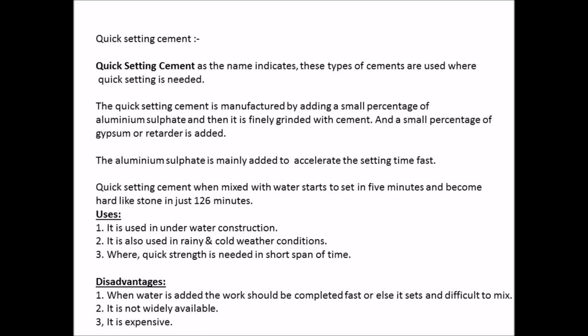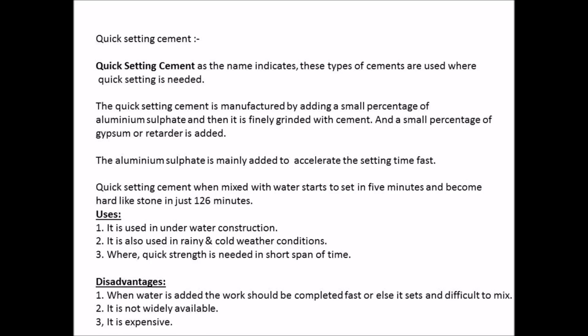Don't get confused between setting and hardening. Hardening is a long term process. Portland cement takes 14 days to get hardened, to get cured, and quick setting cement also takes 10 days to get hardened, but rapid hardening cement uses only 600 hours. Okay, so clear these things. Rapid hardening cement and quick setting cement are different.